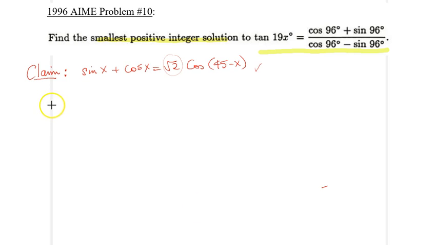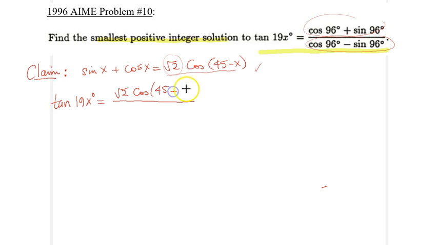What I will do now is to replace the right hand side. So let's start with tangent of 19x degrees is equal to, so I will replace the numerator and the denominator by the expression following here. So root 2 times cosine of 45 minus, well, because of the plus sign, I will have minus 96 degrees. And then here the problem is I have a minus sign, so I should probably change this. So let me go ahead and replace the denominator in the following fashion. Cosine of 96 is simply equal to minus cosine of 84, and instead of sine of 96 I can just replace it with sine of 84 degrees as well.